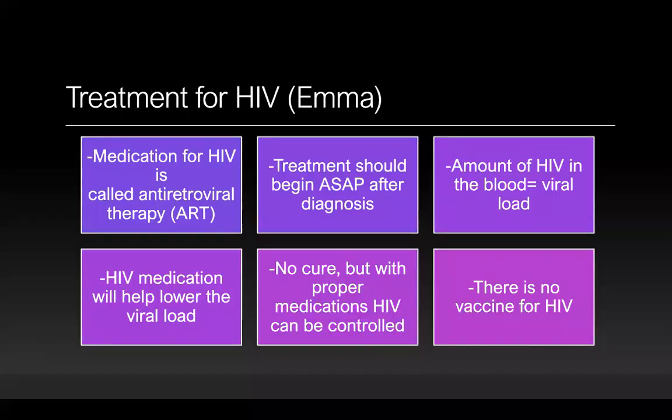For treatments, there is no known cure currently for HIV, but there are medications that can be taken to make HIV manageable. Medication for HIV is called antiretroviral therapy, or ART. The amount of HIV in the blood is called the viral load, as Kennedy discussed before, and ART acts to lessen the viral load. The treatments for HIV should begin immediately after diagnosis to be most effective. And as I mentioned before, there is currently no vaccine available for HIV.